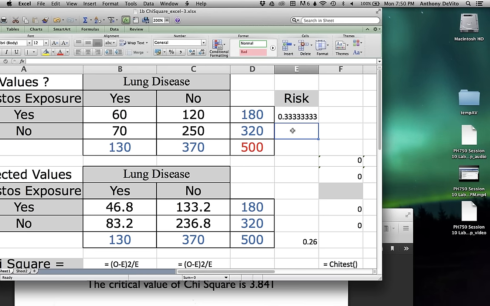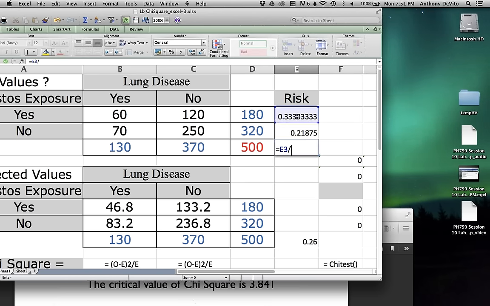What's the risk of getting lung cancer if you weren't exposed? That's equal to 70 people out of 320 people that weren't exposed. The risk is lower, it's only 21%. We can actually calculate another statistic called relative risk, sometimes called risk ratio. That is the risk if you're exposed divided by the risk if you're not exposed, and that gives us the number 1.52.